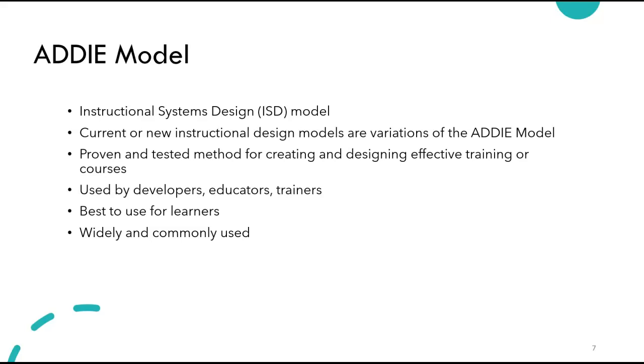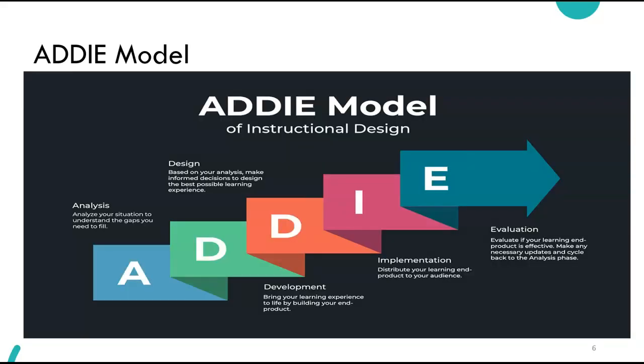So, like I was saying, the current or new instructional design models are usually a variation of the ADDIE model. Let's go through the phases. So I'm going to go back to the previous slide. So analyze your situation to understand the gaps you need to fill. You need to figure out what instructional goals and objectives are established, figure those out in the learning environment, and the learner's existing knowledge and skills should be identified and kind of figure out what is needing to be taught or known.